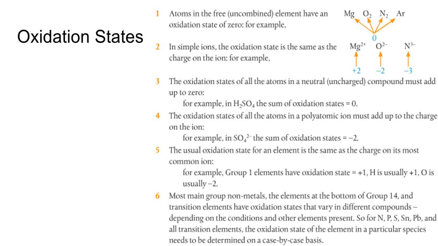And here are a couple rules to follow. If there is no charge, then the oxidation state of the atom is 0. If there is a charge, then the oxidation state of that atom is going to be equal to the charge. If you have a bunch of atoms compounded together and there is no charge, then the sum of the oxidation states of all of those atoms is 0. If there is a charge, however, the sum of the oxidation states equals the charge. So usually the oxidation state is the same as the charge, and we'll take a look at that in the next chart.